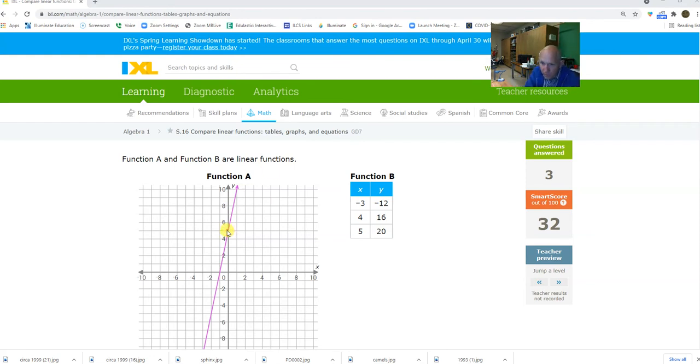So what's the slope of this? Right about there. So it looks like it's 1, 2, 3, 4, 5 over 1. There's the slope of that guy. This is 7. And this is 12 plus 16, 28. 28 over 7. The slope of this one is 4. So A is bigger.